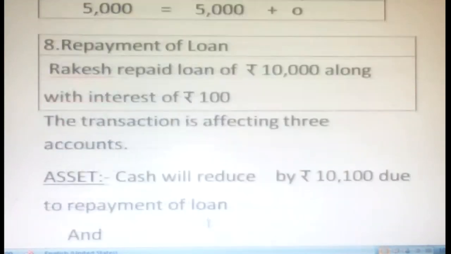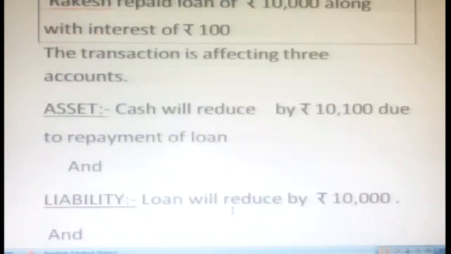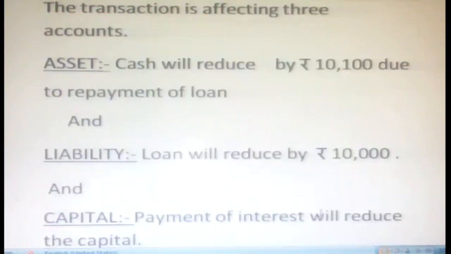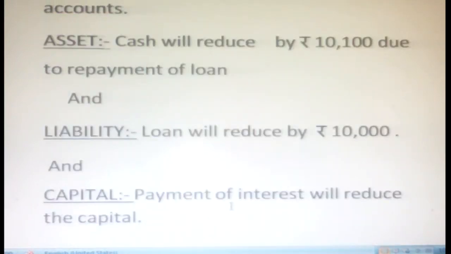See, as an asset, cash will reduce by 10,100 due to repayment of the loan. So our cash is reduced because of the repayment. The second one, liability. Once you paid the loan, our loan will become nil, so the loan will reduce by 10,000. Thereafter, the capital: where do we show the payment of interest? We show it in capital. Payment of interest reduces the capital, so naturally our capital reduced.